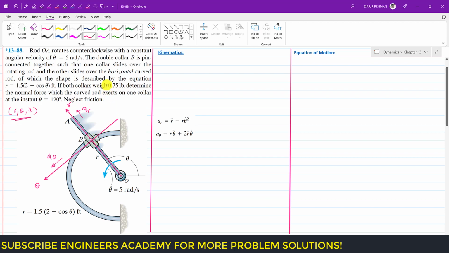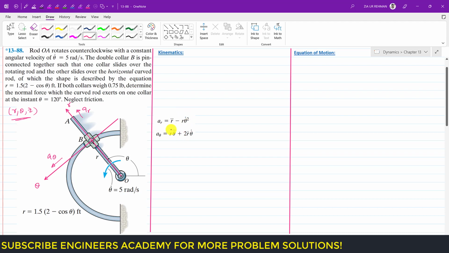Now we are asked to find the normal force which the curved rod exerts on one collar when theta is 120 degrees. So we have to find the normal force which this curved rod applies on this collar. Before that we have to find a_r and a_theta. Once we know a_r and a_theta, then we will be able to use the equation of motion to find that normal force which this curved rod is applying on this collar.